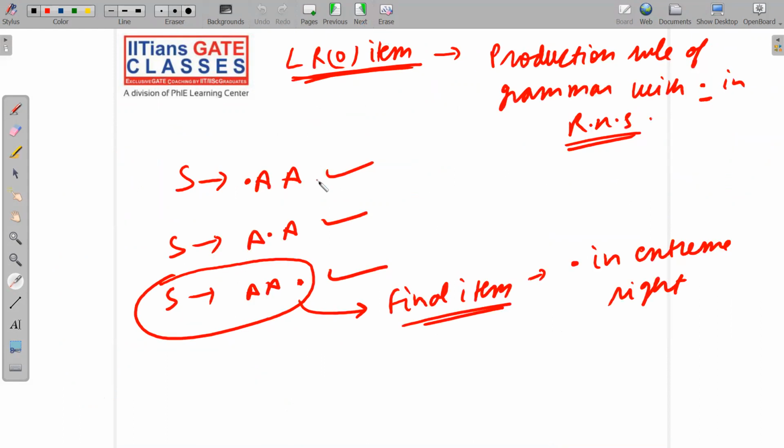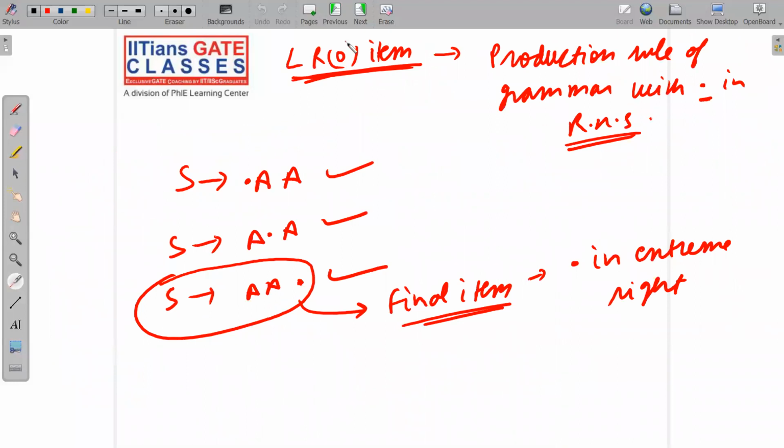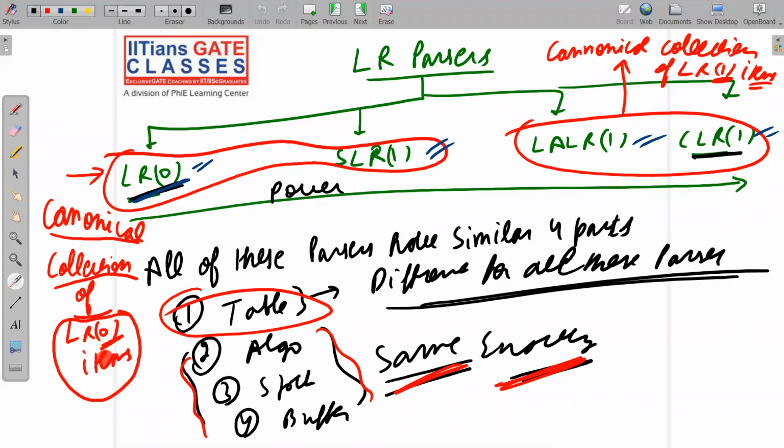So we have discussed LR0 items. I have already told you in the previous class that for LR0 and SLR1 we need the canonical collection of LR0 items. For LALR1 and CLR1 parsers, we need the canonical collection of LR1 items. So what is the canonical collection of LR0 items? For that, first we have to discuss what is an LR0 item, then we will discuss what is the canonical collection of LR0 items.